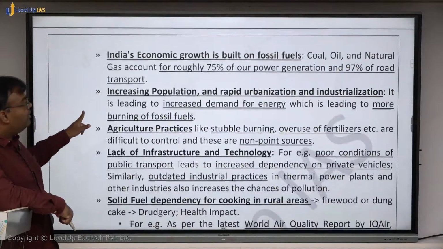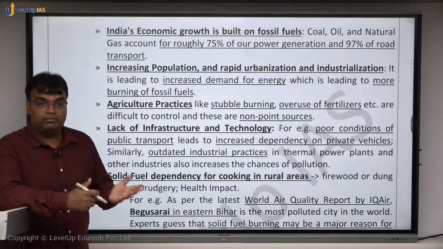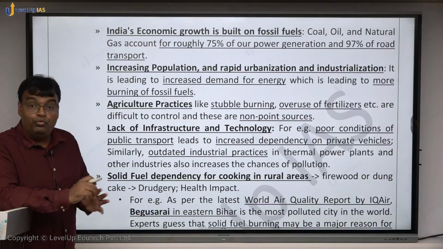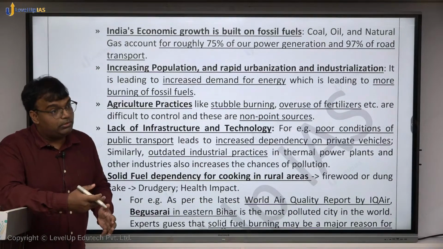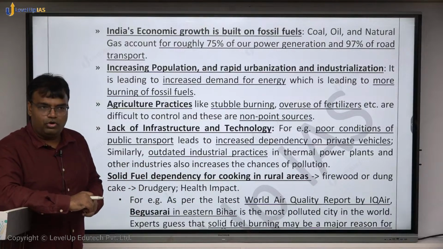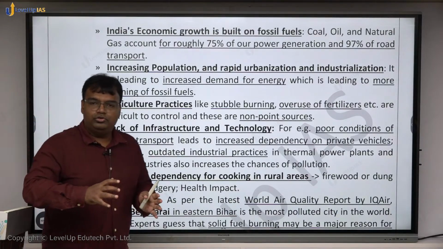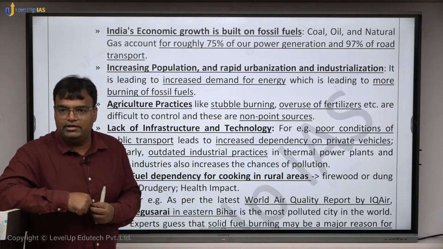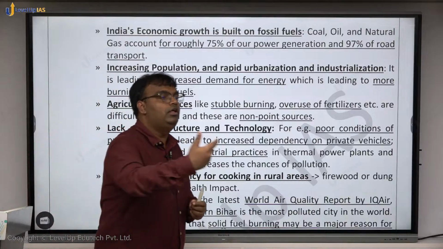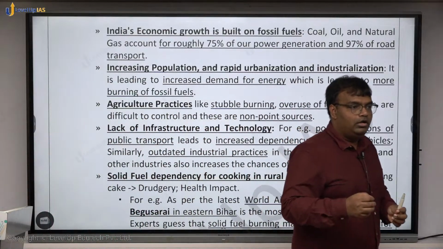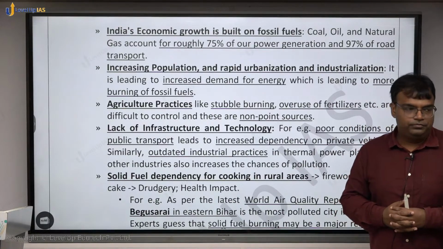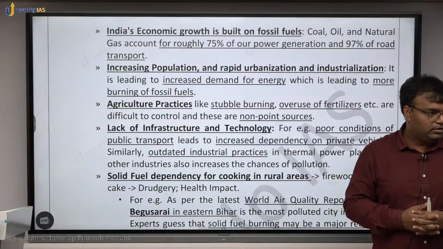Then there are agricultural practices like stubble burning. We'll talk about stubble burning in somewhat more detail. Overuse of fertilizer, urea and all. Usse ammonia pollution. We'll talk about ammonia pollution. These are non-point sources. Non-point sources are those distributed sources which you cannot directly control, and thus are very difficult to control. You cannot control how much urea a farmer is putting in the soil. You cannot control each and every farmer. We cannot prevent that farmer from burning the stubble. This is an issue.